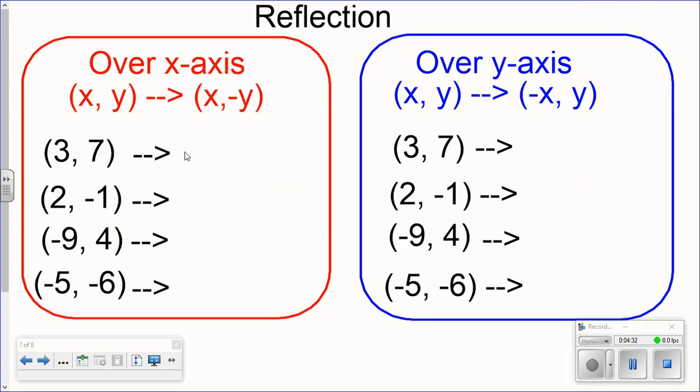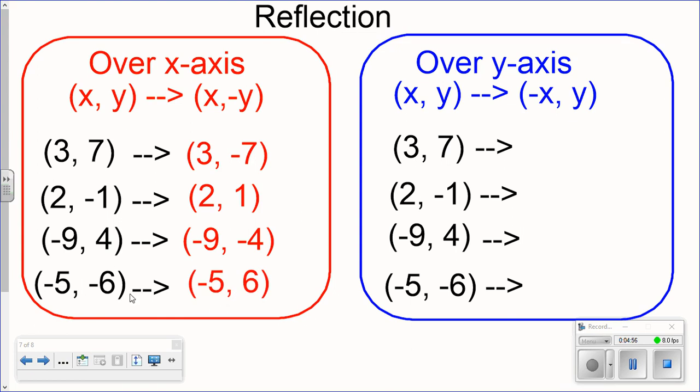If I want to do a reflection across the x, I take my ordered pairs, x, y, and remember I multiply the y by -1, so this 3, 7 goes to 3, -7. 2, -1 goes to 2, 1. -9, 4 goes to -9, -4. And -5, -6 goes to -5, 6.